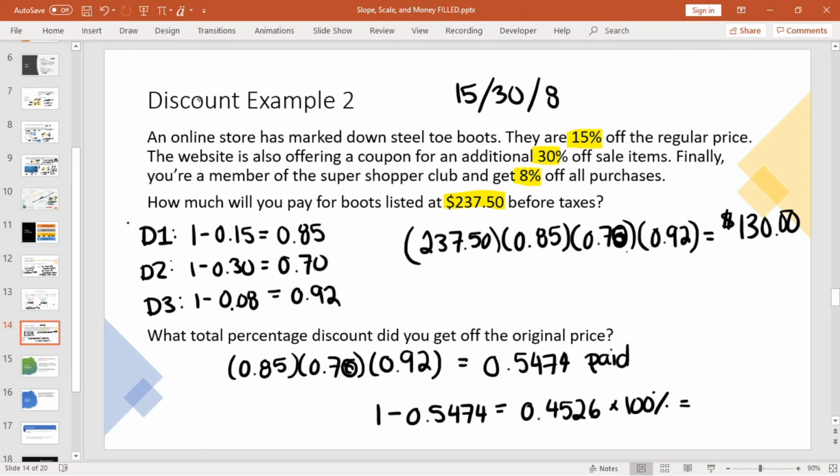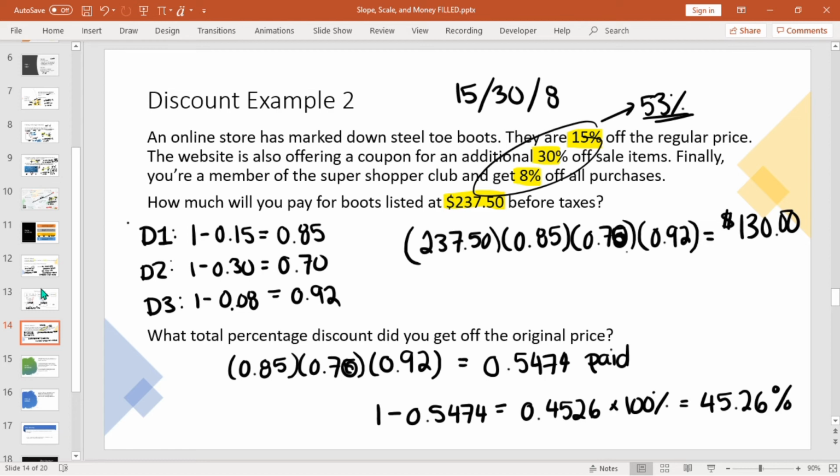And my discount was 45.26% off. And if I had just added up these three numbers, it would have seemed like I should have got 53% off, which I didn't. Okay, so chain discounting saves the company that's selling things to you a little bit of money because you're not getting as good a deal as you might think you are. Still a smoking deal.